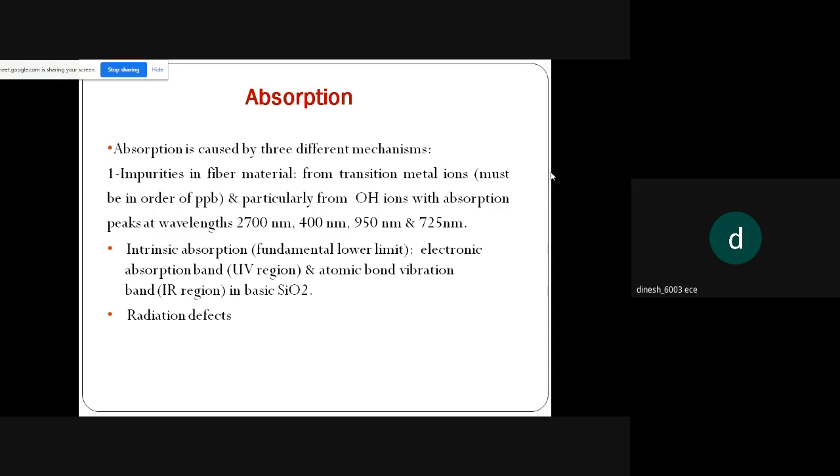The next mechanism that creates absorption is intrinsic absorption. Intrinsic absorption is the electronic band absorption in the UV region and the atomic bond vibration band in the IR region, which is present in the silicon oxide or the silica, and will by default absorb when the light is traveling through it.